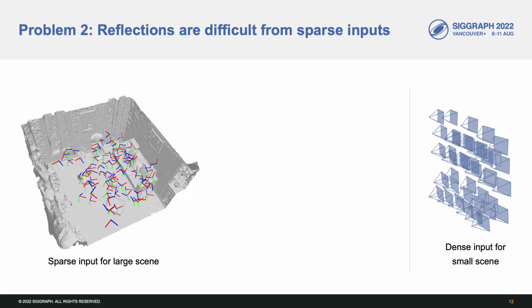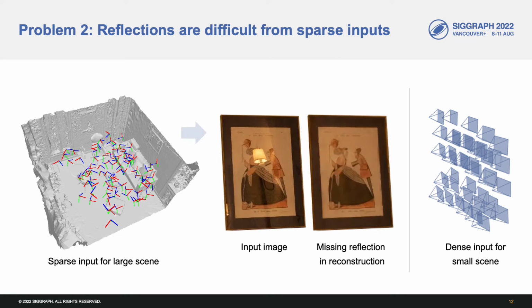Problem number 2. Reflections are difficult from sparse inputs. In dense forward-facing capture, the same reflection is present in most images, but in sparse room captures, reflections may only appear in a small subset of images. Here's an example. In the artwork, the reflection of the lamp is visible in only 8 of the 27 input images, leading to a missing reflection in the reconstruction.